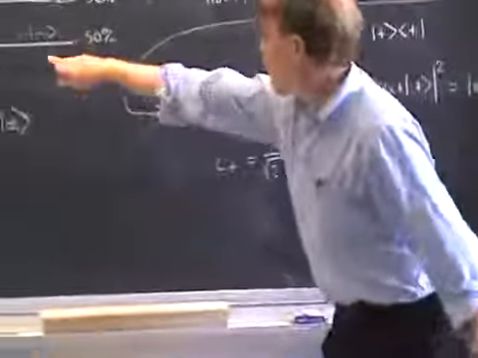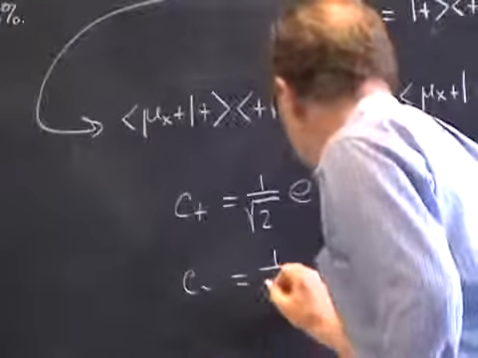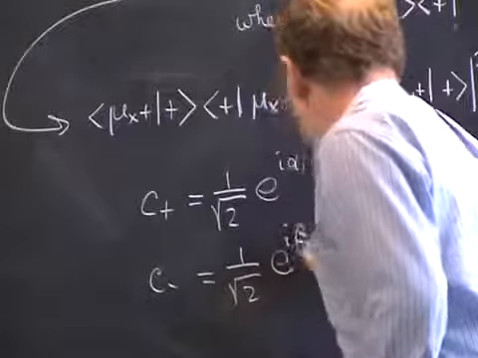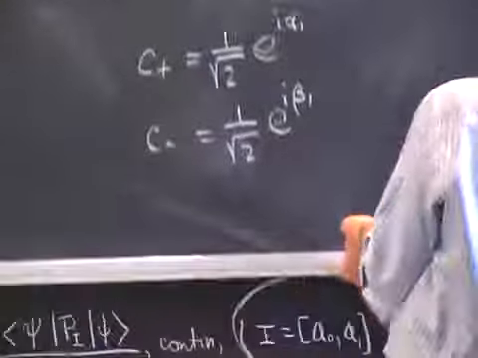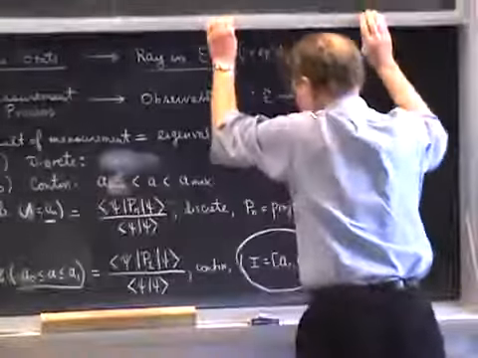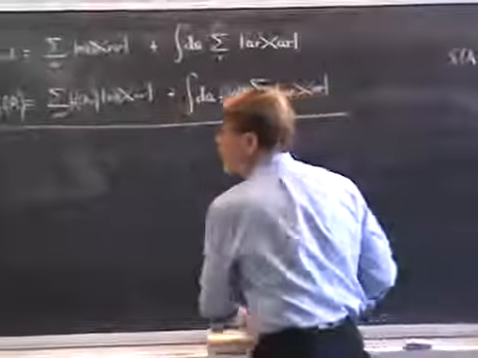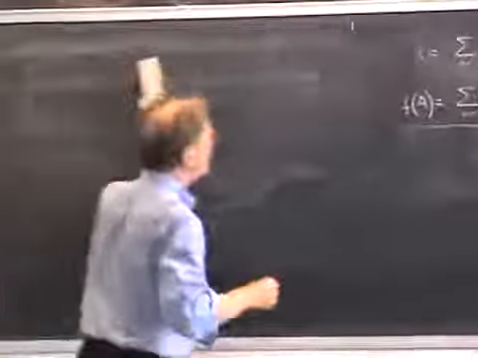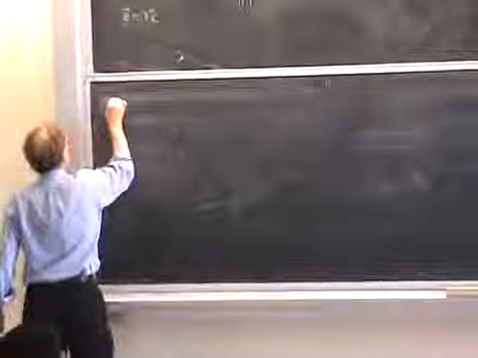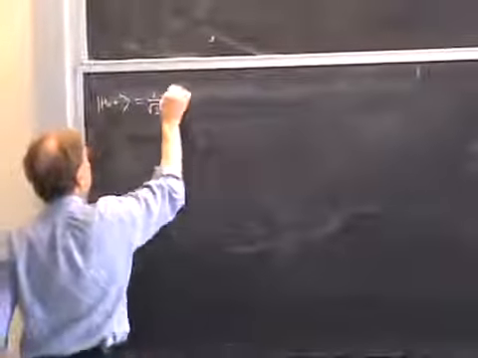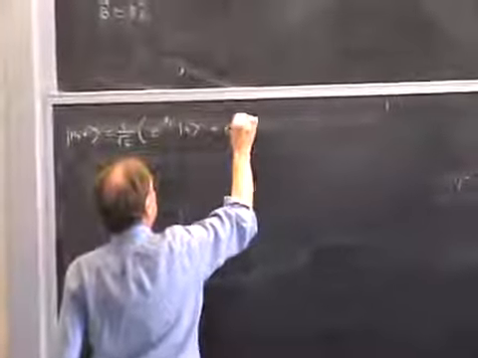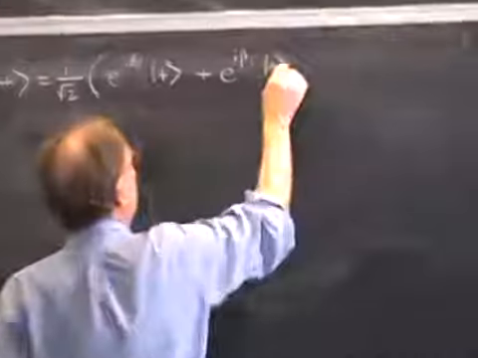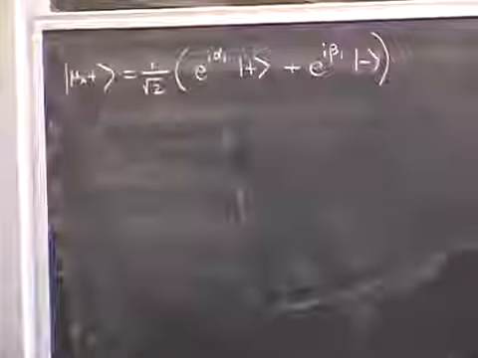Similarly, if I do this for the minus state, we find that c minus is equal to 1 over the square root of 2 times e to the i beta 1, where beta 1 is another unknown phase. So, by applying these postulates, we conclude that mu x plus is 1 over the square root of 2 times e to the i alpha 1 plus, plus e to the i beta 1 minus. All right.